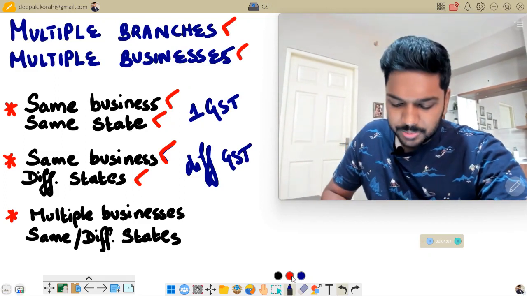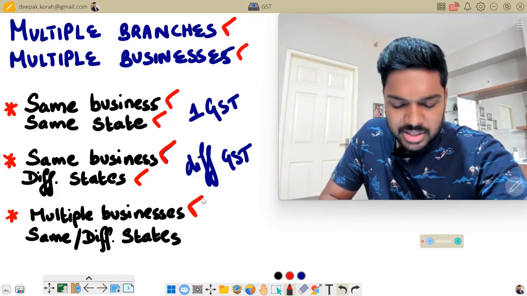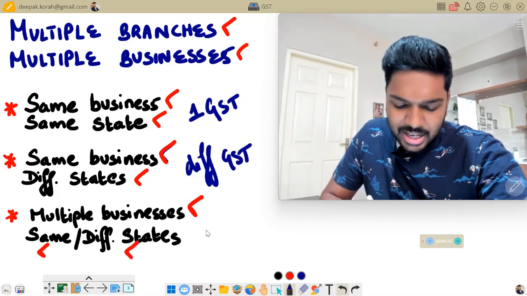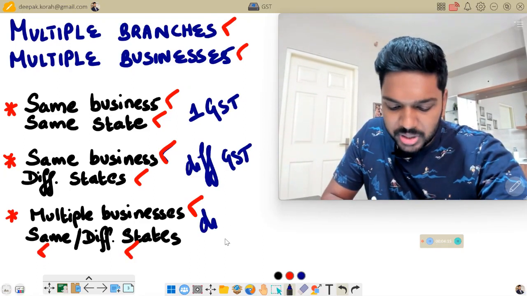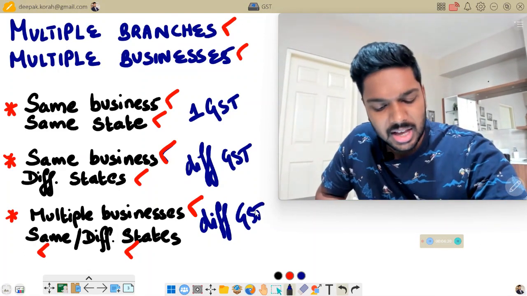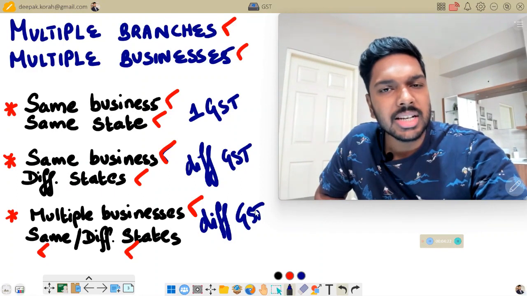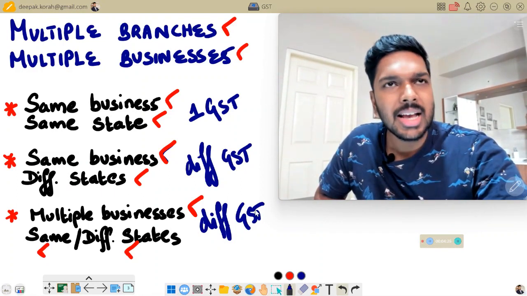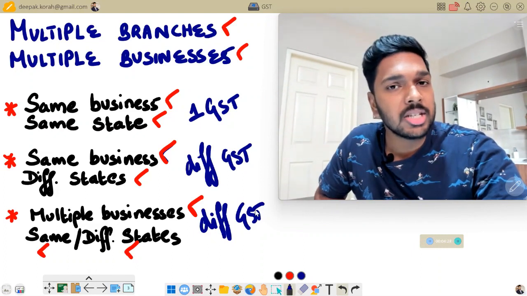In the third case, you could have multiple businesses either in the same state or in different states. Then in that case also, obviously, you need to obtain different GST registrations or different GST numbers. Let's say you have a footwear business in Karnataka and you have a transportation service business also in the same state, then you need to obtain two different GST registration numbers.